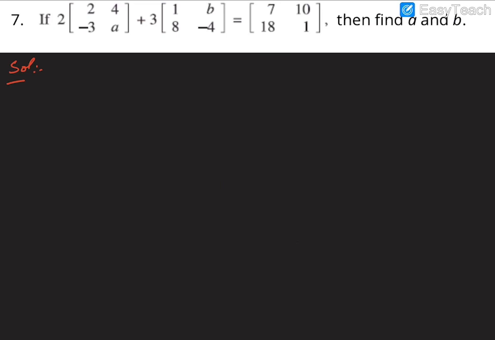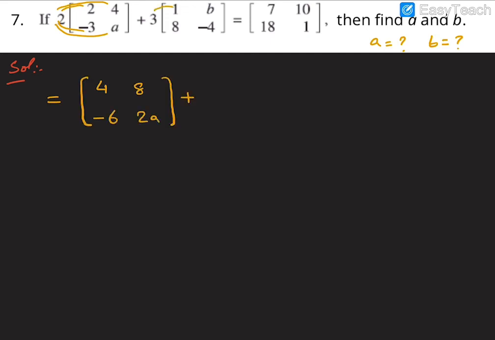So next is question 7. Question 7 says, if this equals this one, then find A and B. So we need to find A and B, two constants. So let's see how to solve this one. First of all, 2 will multiply with each element. So we will get 2 times 2 is 4, 4 times 2 8, negative 6, and 2A.